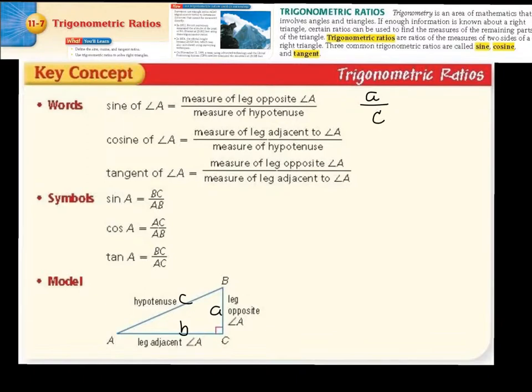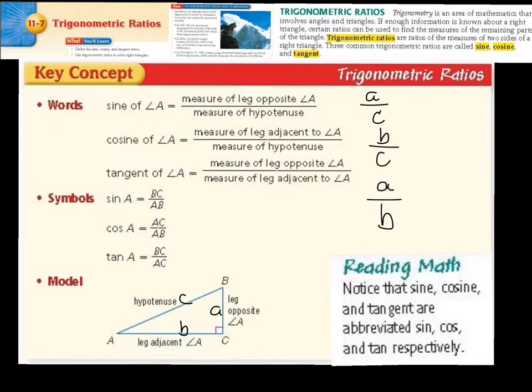Cosine is the ratio of the side adjacent. Adjacent is a normal English word that means next to. So the adjacent side we labeled b, over the hypotenuse again. Tangent is the ratio of the side opposite, which we labeled a, to the side adjacent to A, which we labeled b. You could also write it symbolically, labeling the sides using the endpoints, but I just thought this was a little bit cleaner.